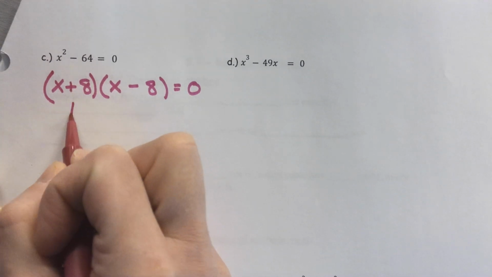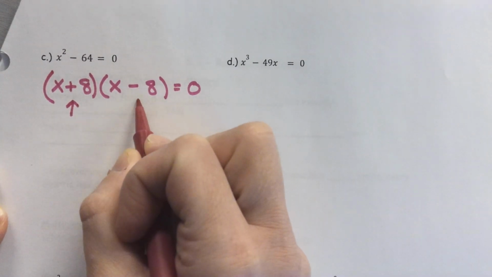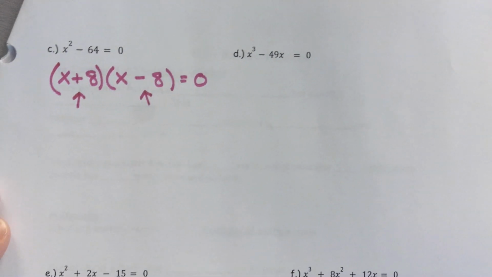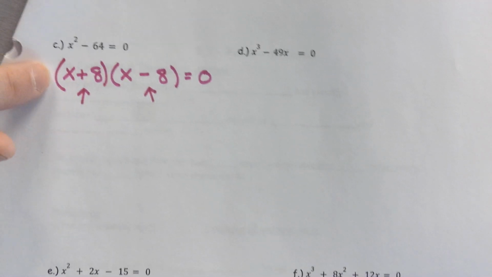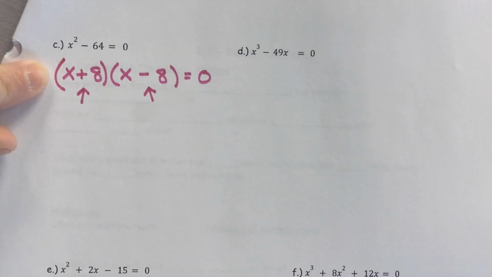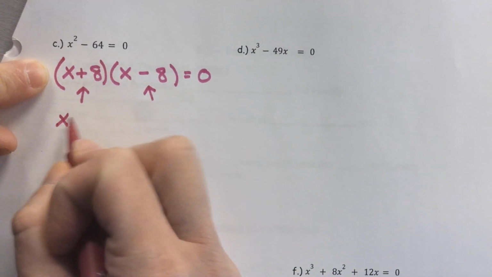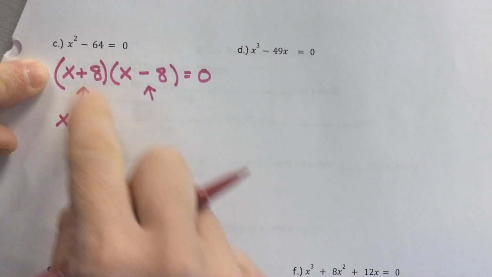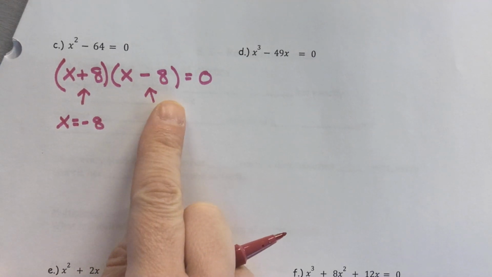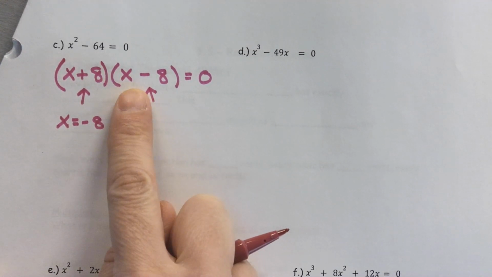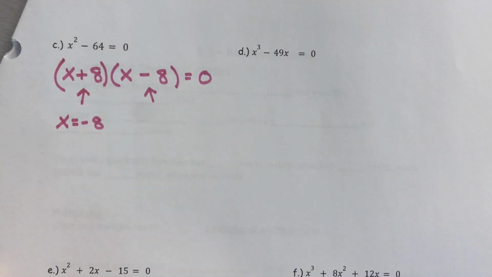Okay, now we have to do both parts, right? We were talking about putting everything together. So now it's factored. Now we have to think what would make each 0. What would make this one 0 if x were? Negative 8. Right? Because take a look. Negative 8 plus 8, is that going to be 0? Yep. Okay. X minus 8, what would make this one 0? What value would I put in for x?